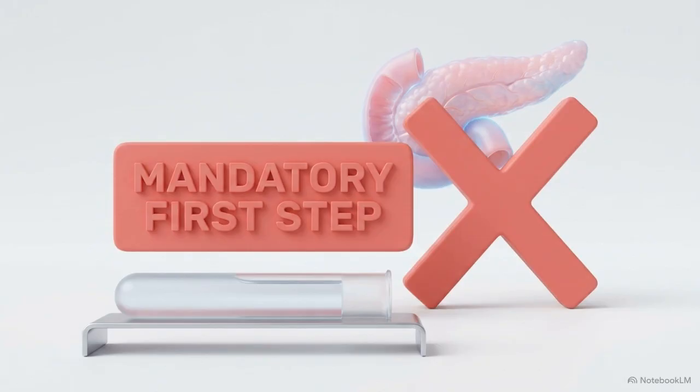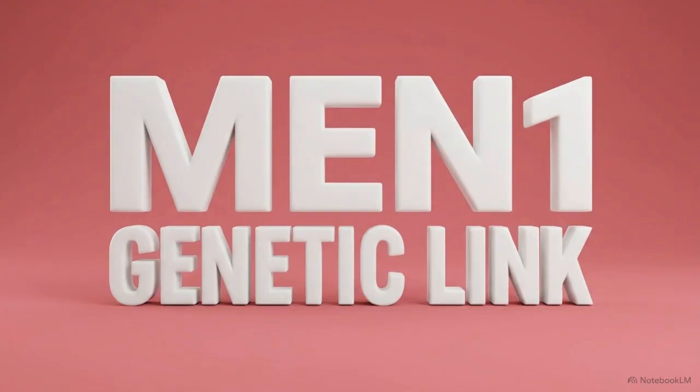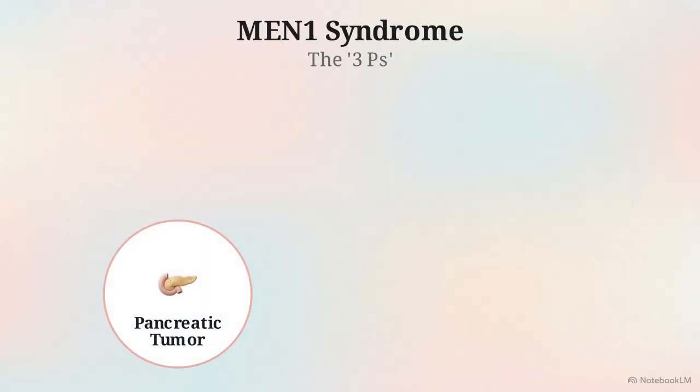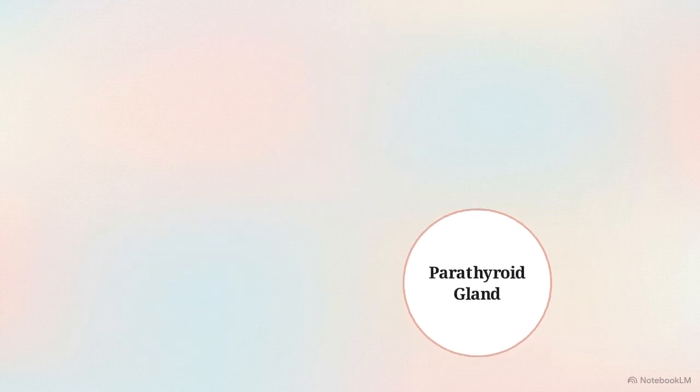In both of these neuroendocrine GI tumors, the downstream chemical effect dictates the exact biochemical test you order before you ever look at the pancreas. But there is a vital caveat. 80% of Zollinger-Ellison cases are sporadic. The remaining 20% are intrinsically linked to multiple endocrine neoplasia type 1. MEN1 is defined by the 3 Ps: pancreatic neuroendocrine tumors, pituitary adenomas, and primary hyperparathyroidism.